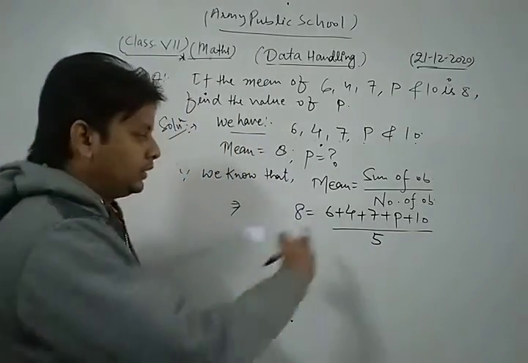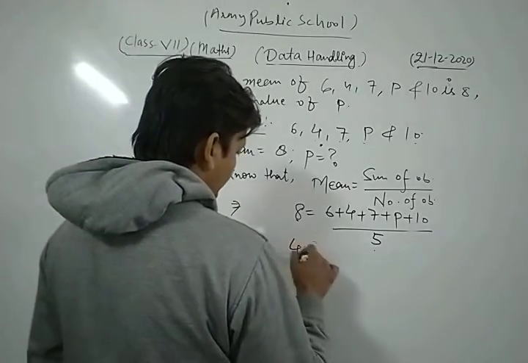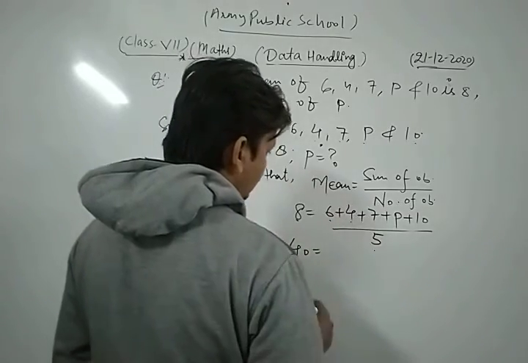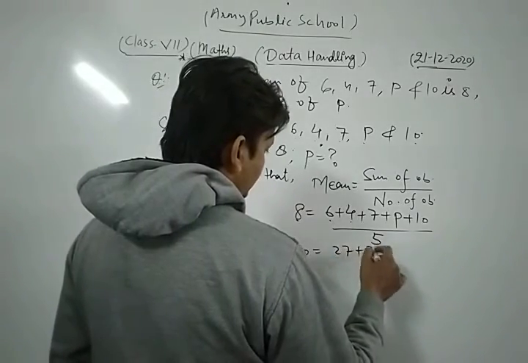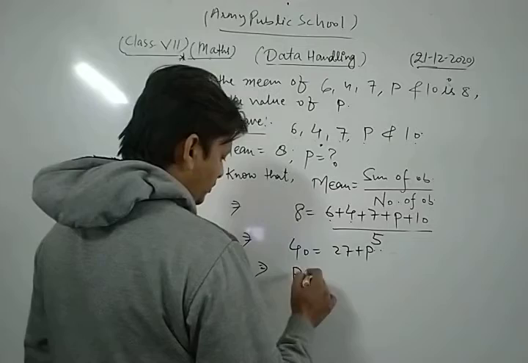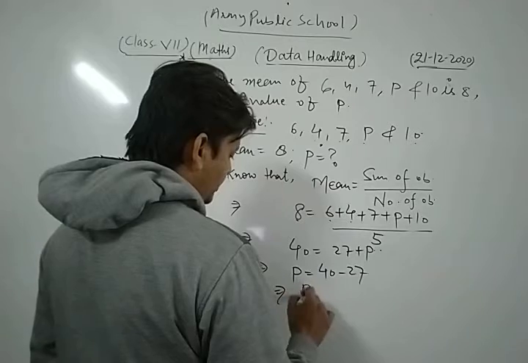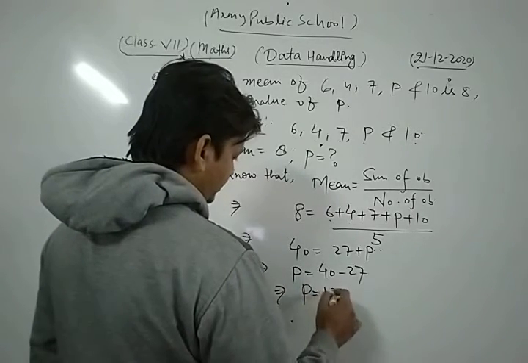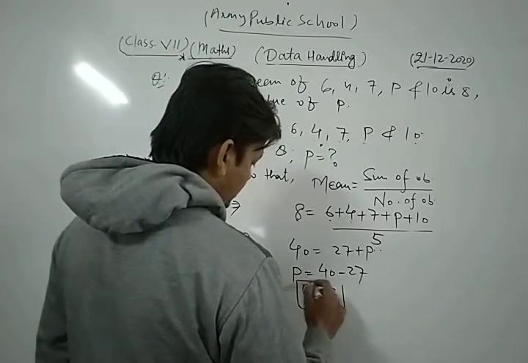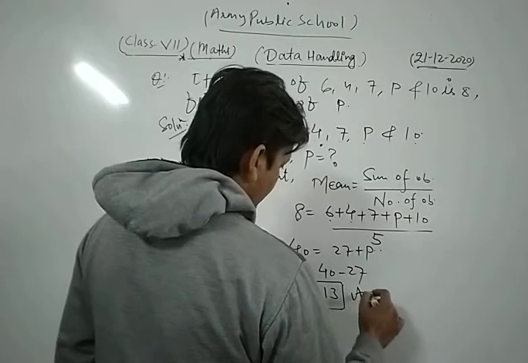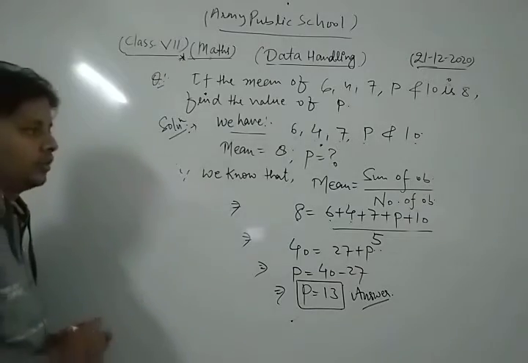Now we do cross multiplication. So we get 8 times 5, which is 40, equal to 6 plus 4 is 10, plus 7 is 17, plus 10 is 27, plus p. Thus, dear student, the value of p is equal to 40 minus 27, that is, the value of p is 13. This is our required solution of the given question.